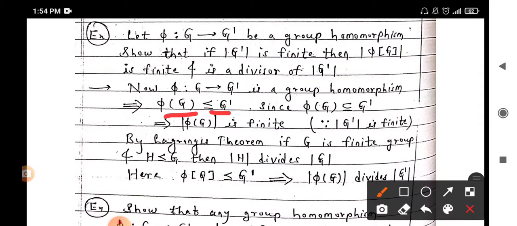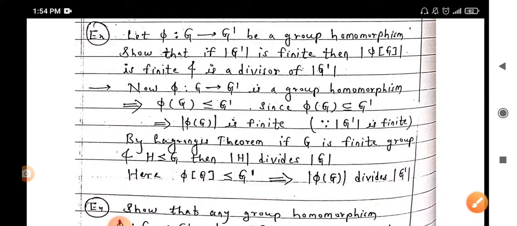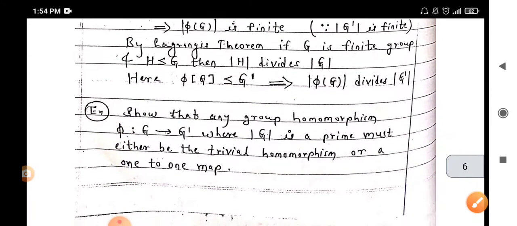Then by Lagrange's theorem, if G is finite and H is a subgroup of group G, then order of H divides order of G. Here, using Lagrange's theorem, phi of G is a subgroup of group G dash, which implies order of phi of G divides order of G dash. Now see the next example.